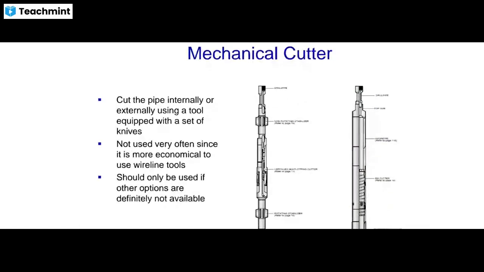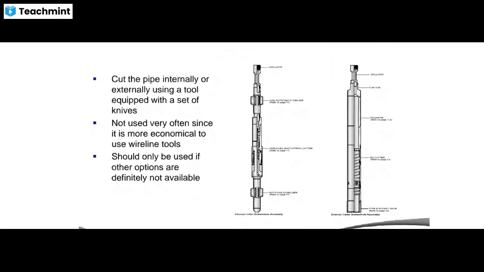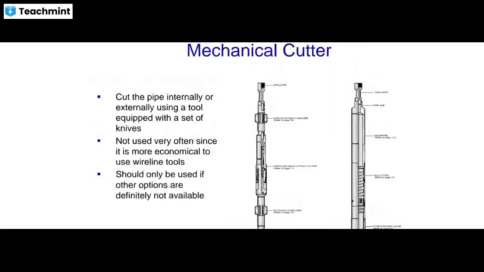So next is mechanical cutter. You can see it cuts the pipe internally or externally using a tool equipped with a set of knives. Not used very often since it is more economical to use wireline tools. Should be used if other options are definitely not available. So you can see here is the mechanical cutter.